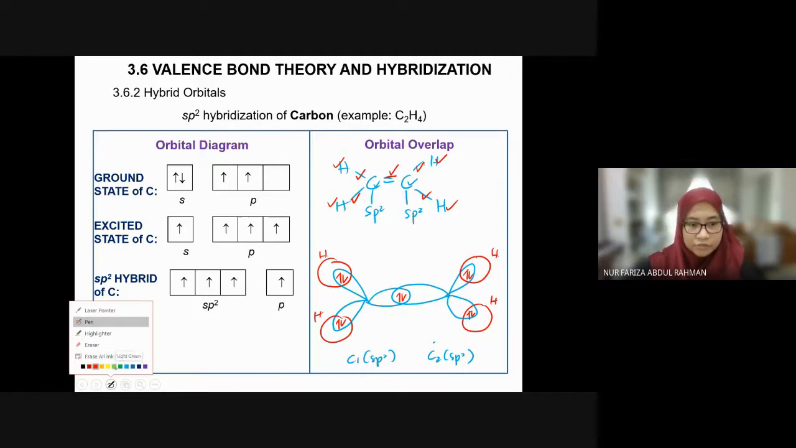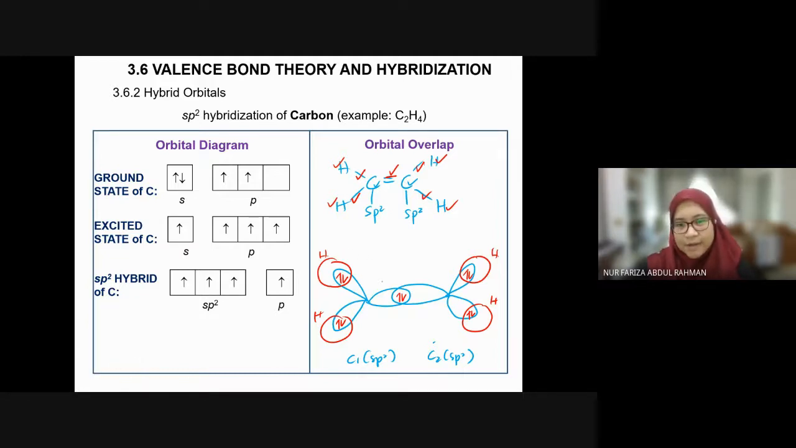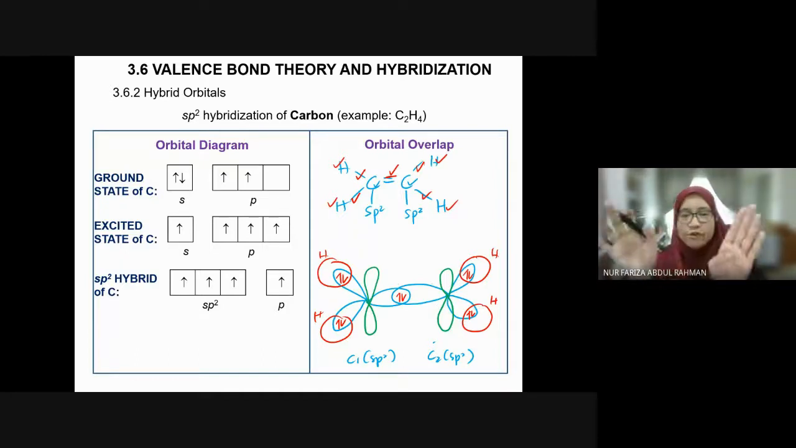Okay, alright, so now, how do we represent the unhybridized P, the pi bond? So let's use green. Okay, the pi bond, so you have to have the unhybridized P. So we know that unhybridized P can be in the form of PX, PY, PZ. It should be one set. Dia ada atas dan bawah. Okay, alright. So this is for C1 and we have C2 as well. Okay, so these two should overlap with one another.